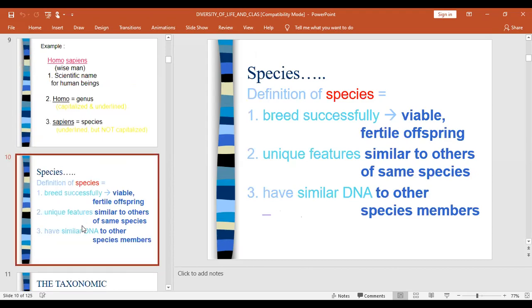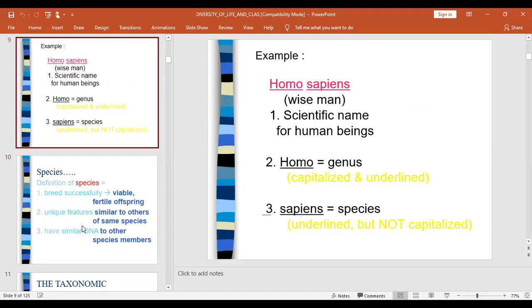Now, what is a species, according to you?